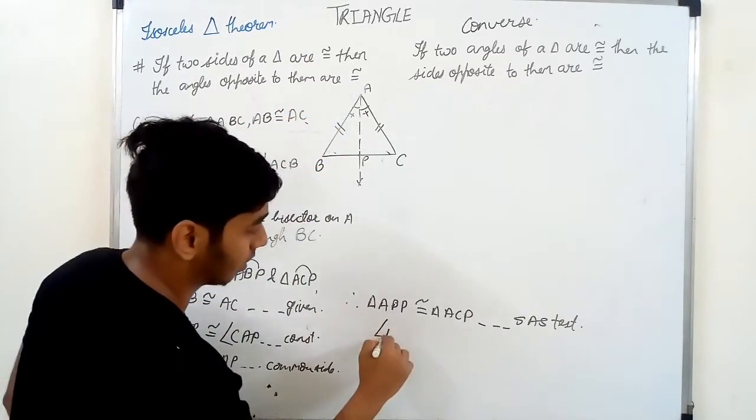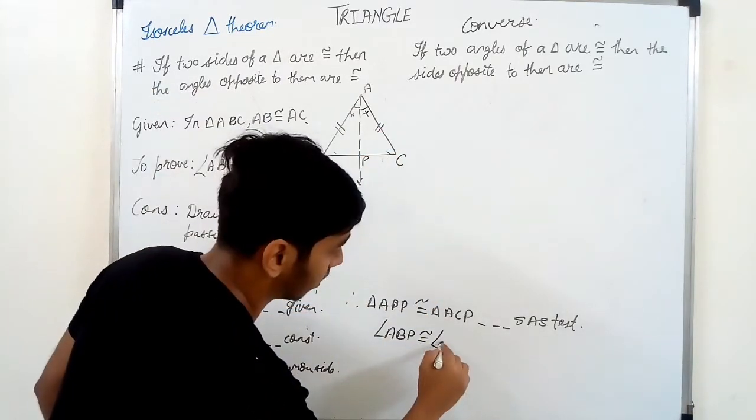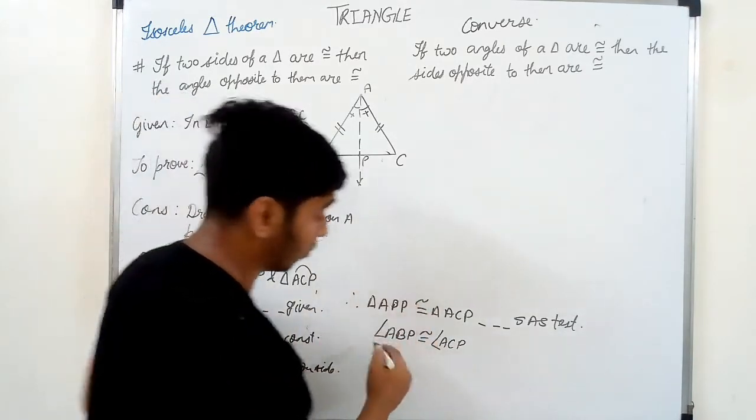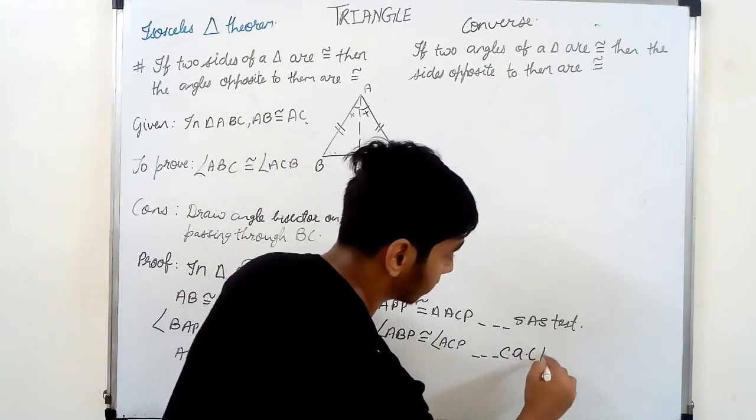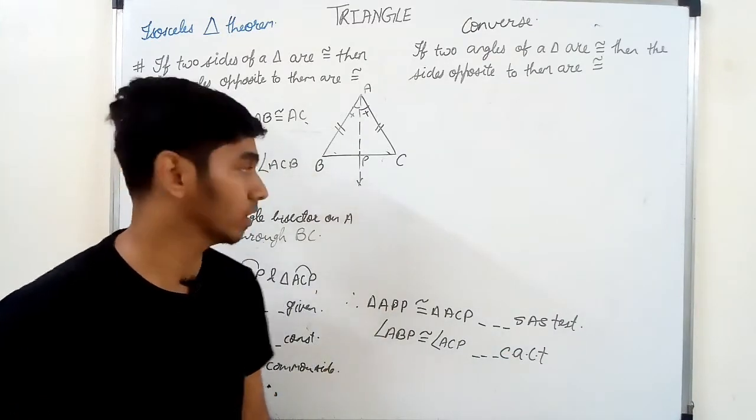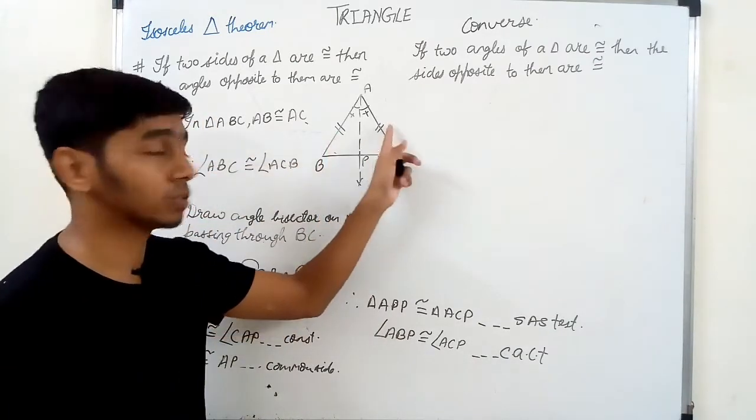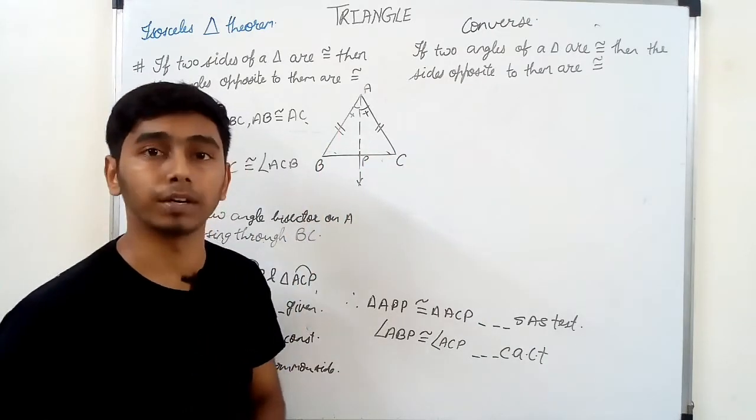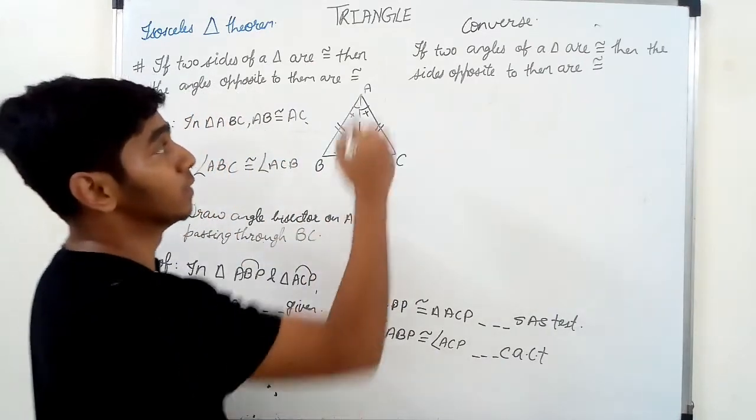So if we are able to prove that these two triangles are congruent, from ABP we can say angle ABP is congruent to angle ACP. Why? Because the triangles are already congruent, therefore angles can also be congruent. The reason is CACP, corresponding angles of congruent triangles. I hope you have understood this. We took two sides and we proved that the opposite angles are congruent. Now we'll take the converse of this and try to prove it.